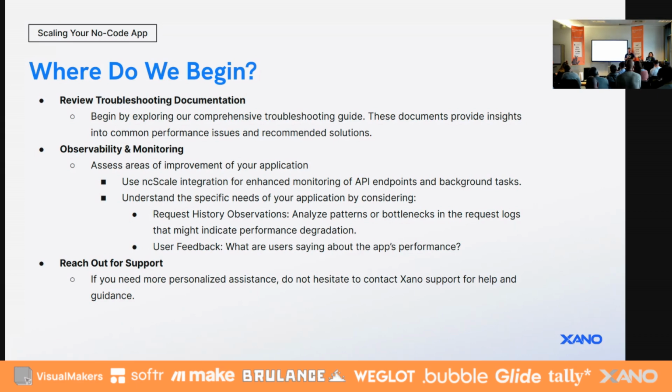So one effective tool to leverage this in a no-code space is NC Scale. We have a direct integration with them. So you can set up things like Slack notifications or emails in case there is an issue, so you can quickly address it and respond to it. Tied to that is request history observation and analysis. So what patterns or bottlenecks are there that might be affecting performance?